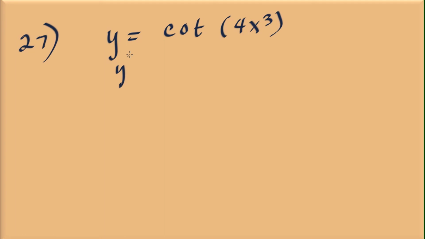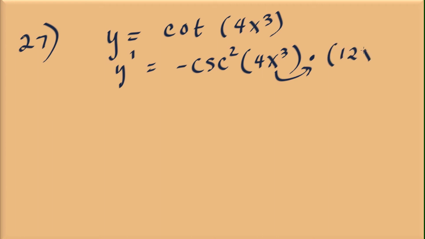All right, number 27. Let's see cotangent this time. Let's say y is equal to cotangent of 4x cubed. What is y prime? The derivative of cotangent is negative cosecant squared of that 4x cubed, but multiply by the derivative of the 4x cubed, which is what? 12x squared. Okay, so applying power rule to that 4x cubed. Okay, so we saw all the 6 trig functions with an angle that's not plain x.